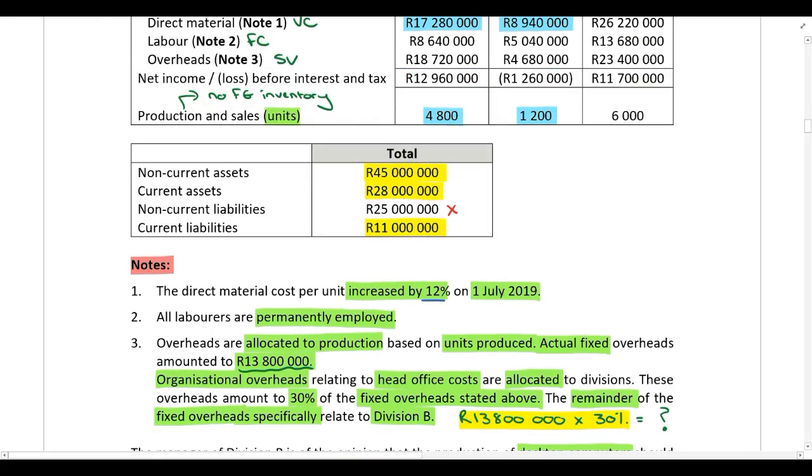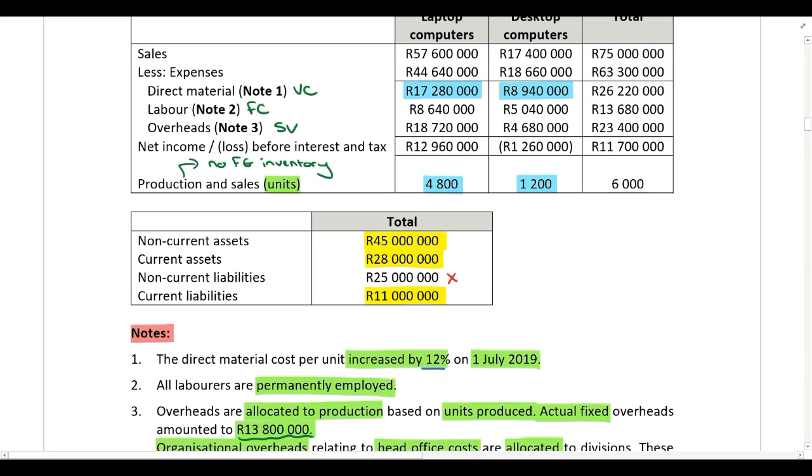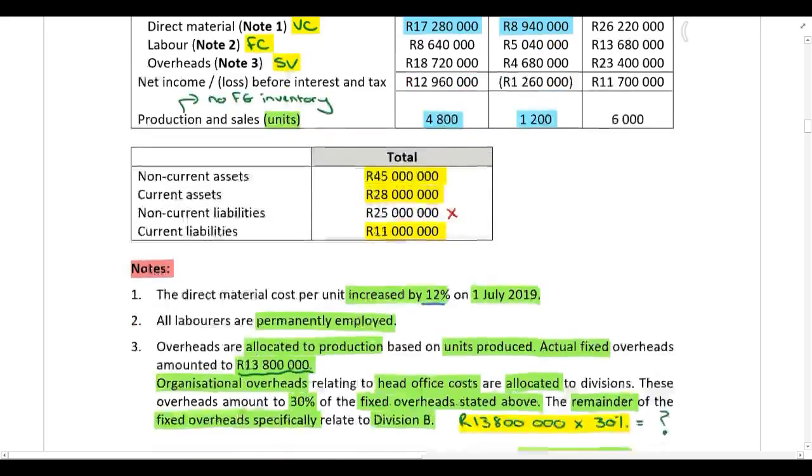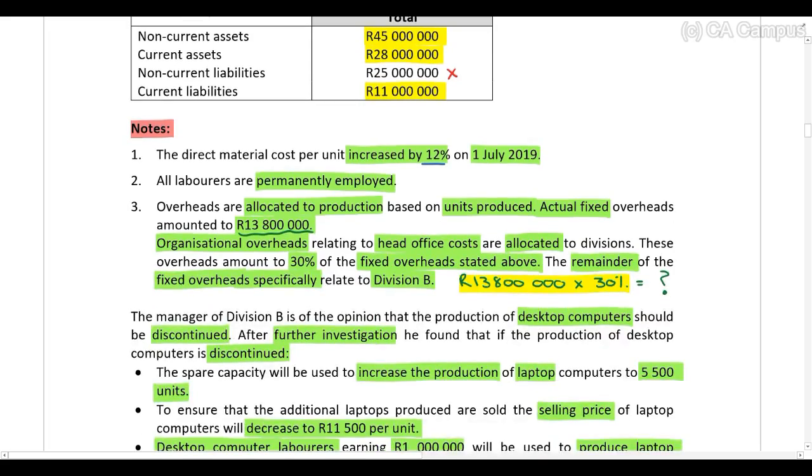Then in note 2, we were told that all laborers are permanently employed. So we already marked this off. That means that labor is a fixed cost. We also know that direct material is a variable cost, and the overheads are semi-variable because they include both a fixed and a variable portion. So let's just read through note 3 again, which gave us more information relating to overheads.